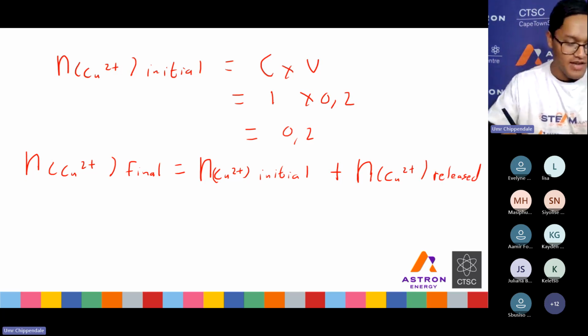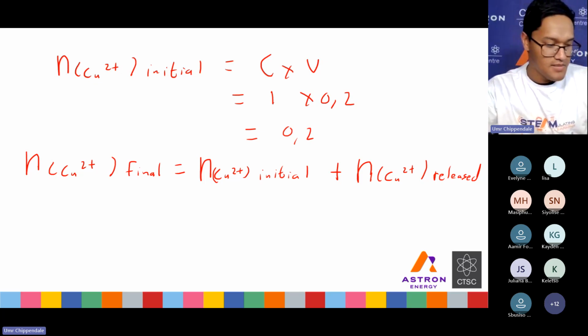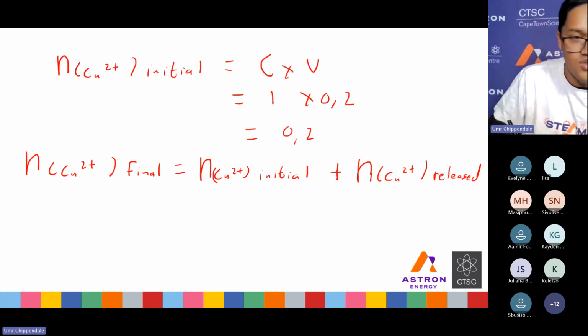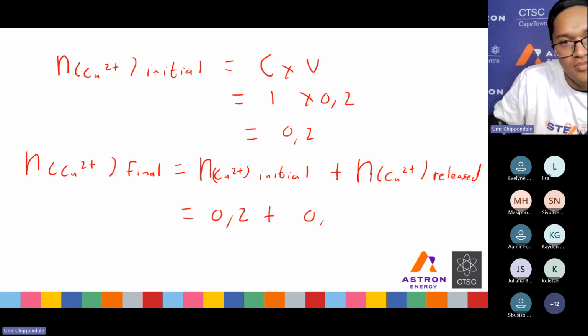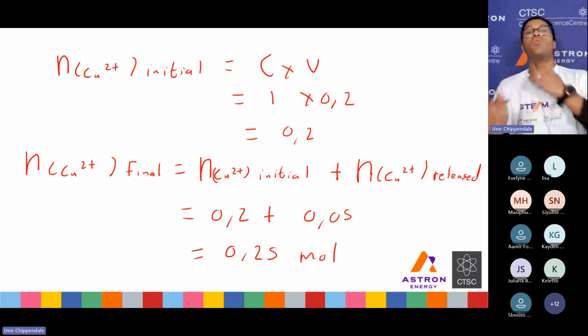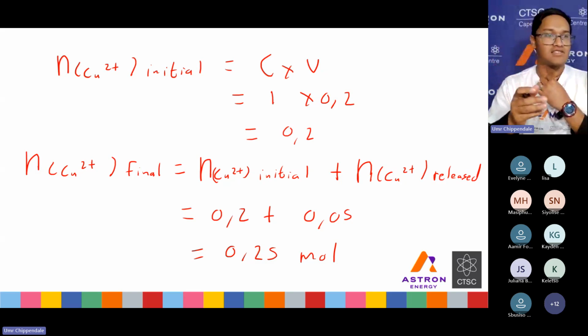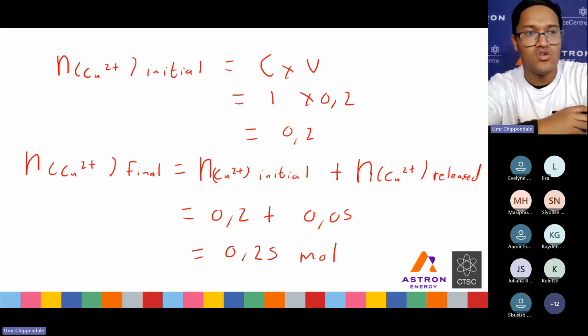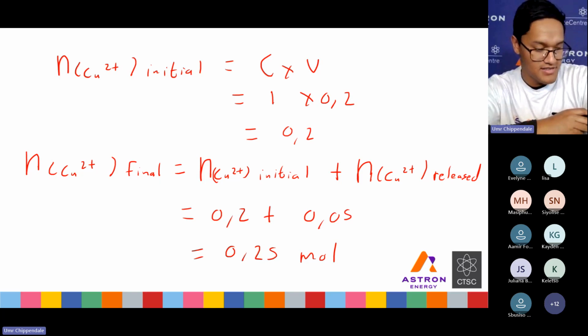Now we're going to take these values, this 0.2 as well as this 0.05 that was released, and we're going to add the two together. So that is going to be our 0.2 added to our 0.05, and that will give us a value of 0.25 moles. All of that is eventually showing us the number of moles of our copper ions.